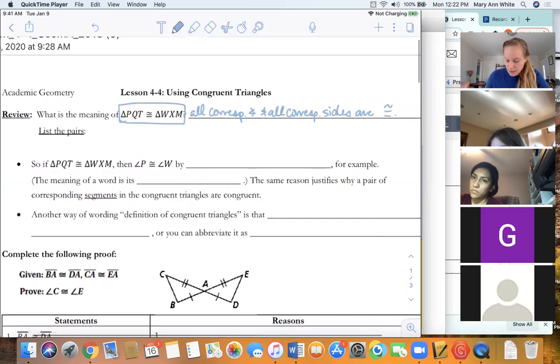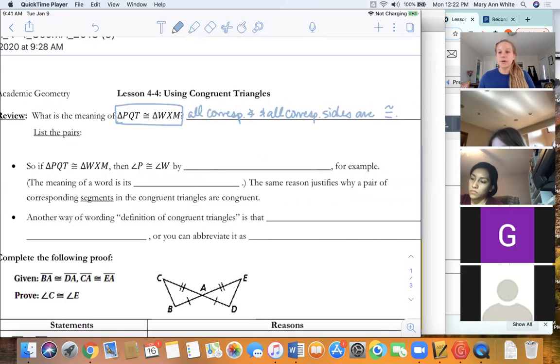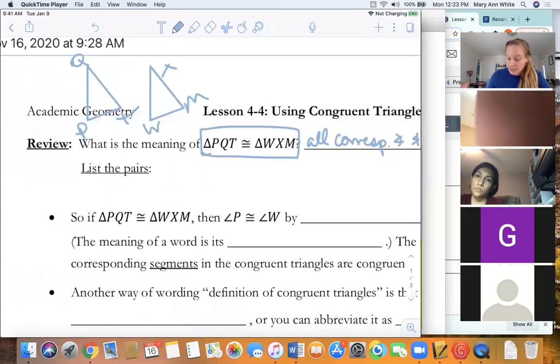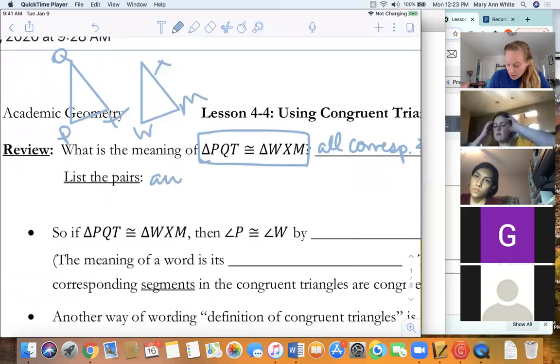So as Allie said, okay, I know this statement means that the triangles are congruent, but if we dive a little deeper, it means that all of their sides and all their angles that match up are congruent as well. If you want to, you can always draw a picture of this. So I can copy and paste it. Now I've got 2 triangles. You can label them if you want, P, Q, T, and W, X, M.